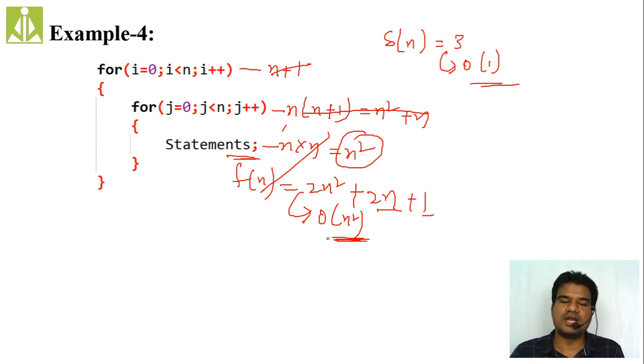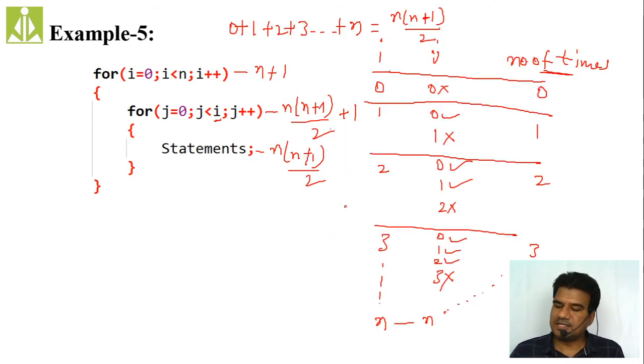If it is n cube, we are getting order of n cube. So that is the reason why we are avoiding these statements and considering only the innermost statement.